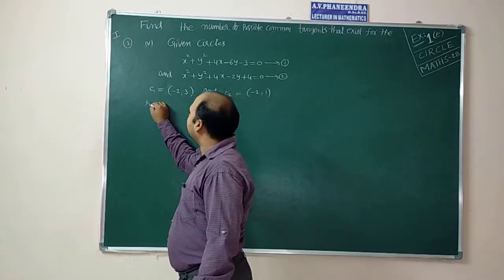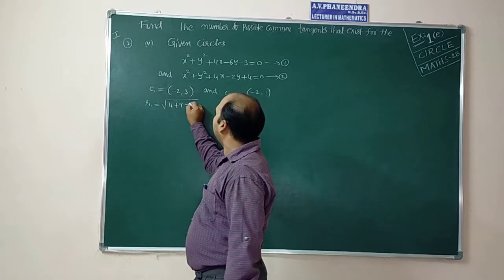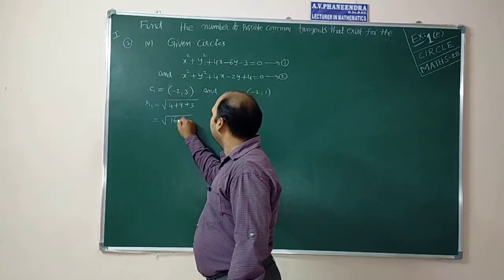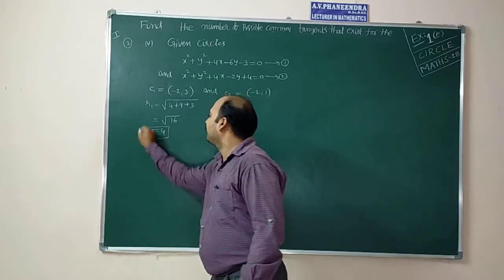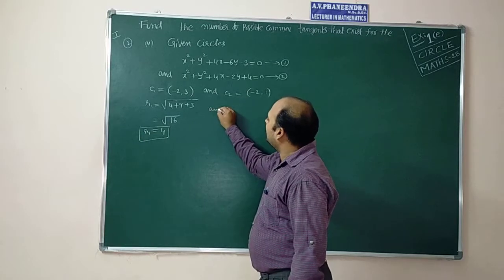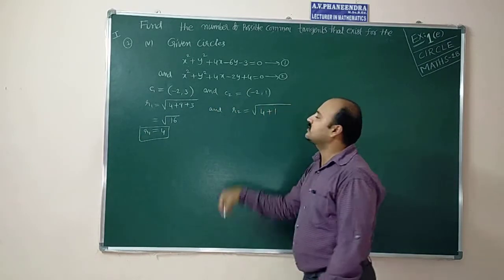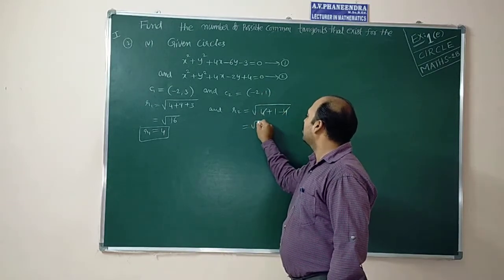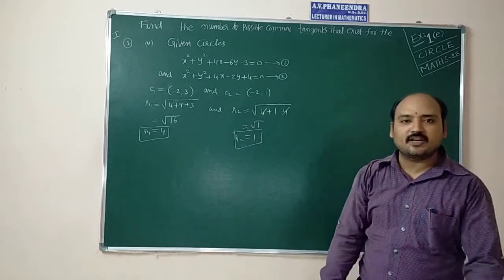And find out the radius of the first circle. Square root of 4 plus 9 minus of minus 3, plus 3, which is equal to square root of 16, which is equal to 4. R1 is equal to 4. Next, the radius of the second circle R2 equals square root of minus 2 whole square plus 1 square minus 4. Plus 4 minus 4 cancel, root 1, which is equal to 1. This is the radius of the second circle.